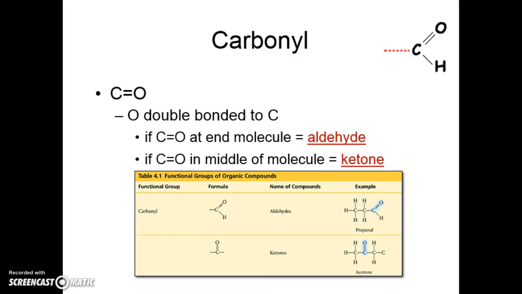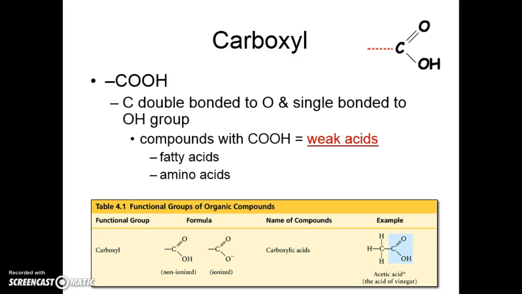hydrocarbons typically would. The next one sounds like carbonyl, but it's actually carboxyl. And so in this case, we still have our carbon with its double bond to oxygen, but there's an additional OH attached here. So we have a CO and then an OH. So C double bonds to O and then single bonds to the OH group. So that it would look something like this. These end up making weak acids. They make up fatty acids. They're also one of the major components of an amino acid. So this functional group you will see a lot of.